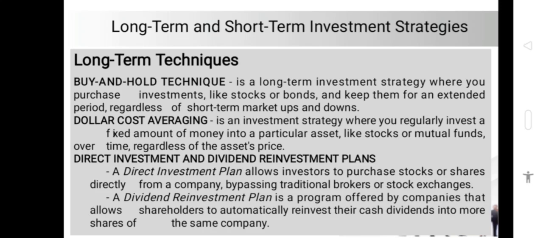Next is dollar cost averaging. Dollar cost averaging involves consistently investing a fixed amount of money into a stock at regular intervals regardless of its price, which helps reduce the impact of market volatility and lowers the average cost per share over time. Next is direct investment. Direct investment allows an investor to purchase stocks directly from a company without using a broker, often at lower cost and as a convenient way for individuals to acquire shares.